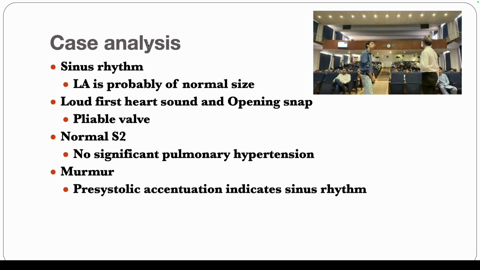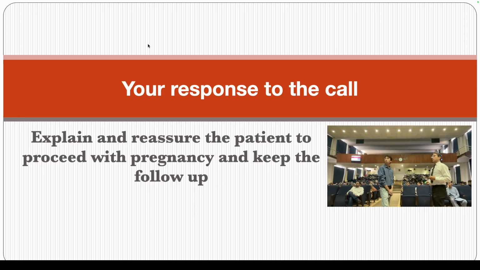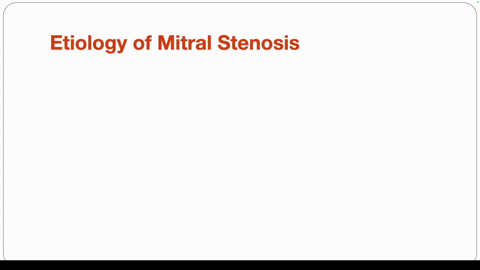Okay, what is the underlying state of the valve? Your response to the call: explain and reassure the patient to proceed with pregnancy and keep the follow-up, because most probably this patient is not going to have problems because of mitral stenosis. You can ask for an echo and confirm your findings. If there is anything contrary to your findings on the echo, then you can go accordingly.